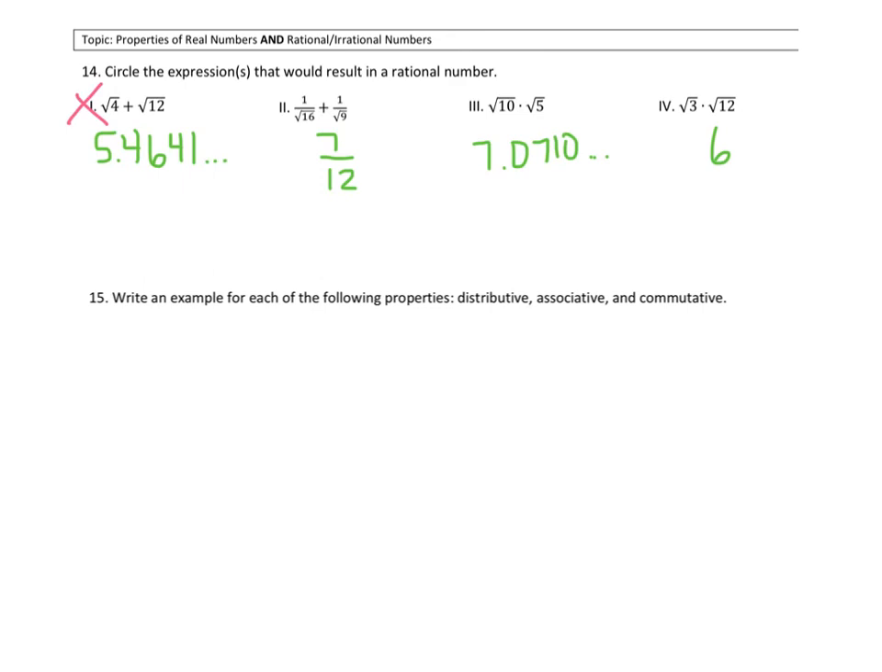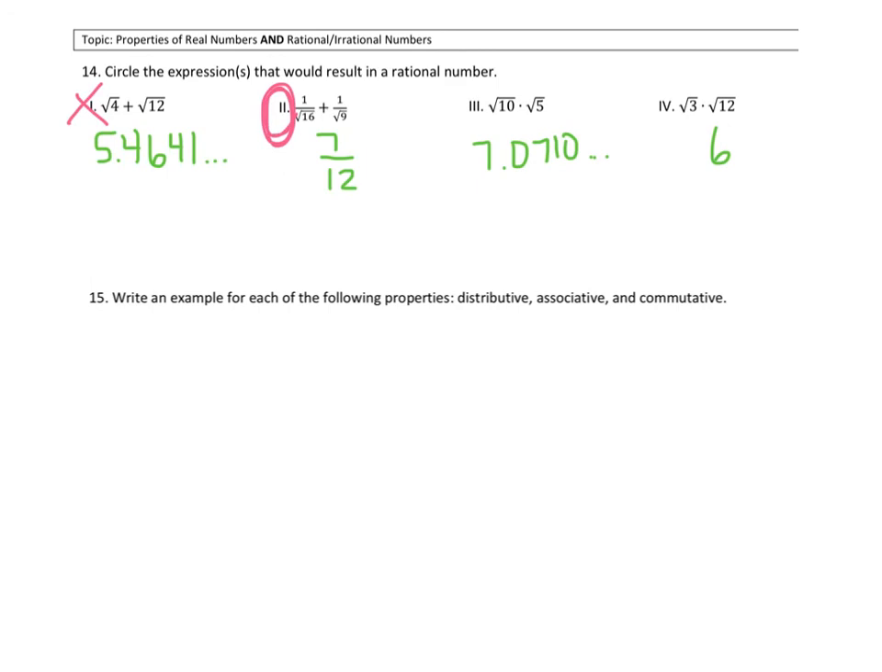The second, Roman numeral 2, 1 over the square root of 16 plus 1 over the square root of 9. When I type that in my calculator, I got 7/12. 7/12 is a fraction, which is a rational number. 7 is an integer, 12 is an integer. When two integers are divided and written as a fraction, that is definitely a rational number.